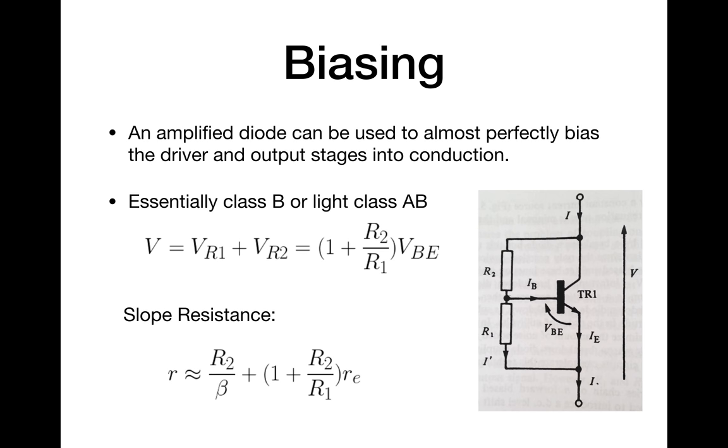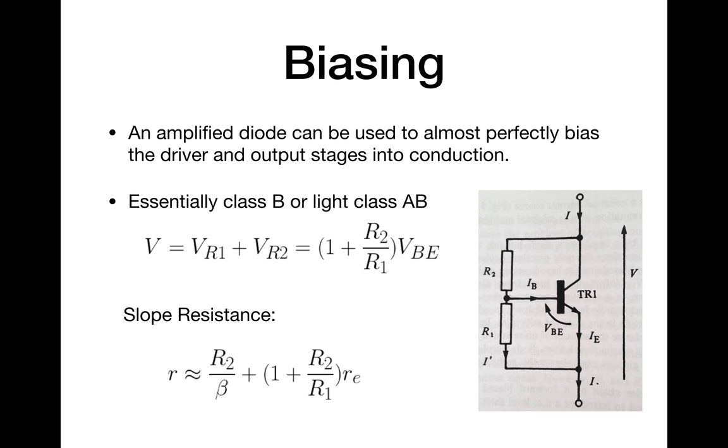So how are we going to bias the output stage into conduction? Well, a pretty clever way to do that is with an amplified diode. Now, you can just take a couple of junction diodes and put them in series and you'll get enough voltage drop, but it's not very exact, and then you'll get crossover distortion. So this is a much better way because you'll be able to trim it out and get it to be more exact.